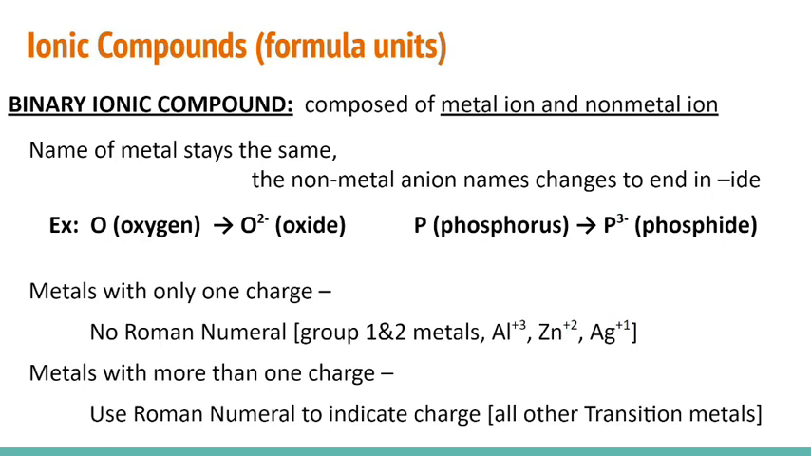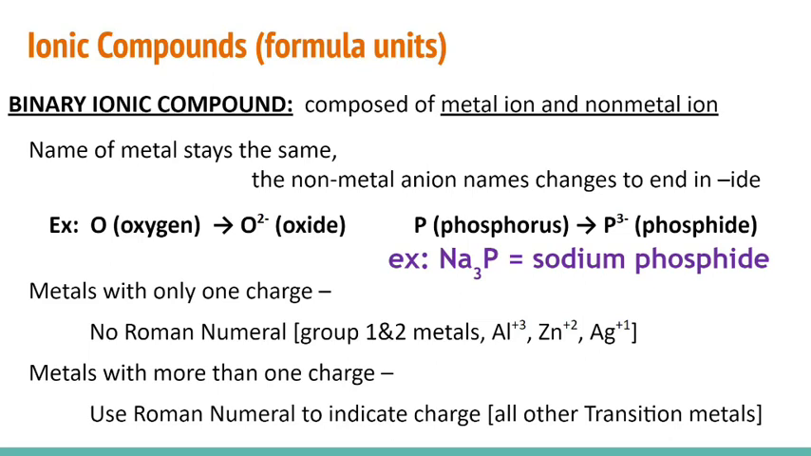And the first one we're going to focus on is binary, meaning there's just 2 elements. So a metal and a nonmetal. The metal name stays the same. The last name of that nonmetal ion is going to change to "ide", just like with covalent. So oxygen changes to oxide, phosphorus, phosphide. We've already seen that. Here, though, I just want to emphasize with something like Na3P, that's just sodium phosphide.